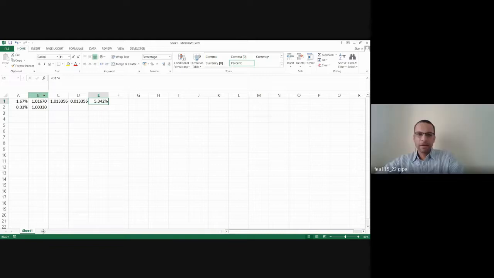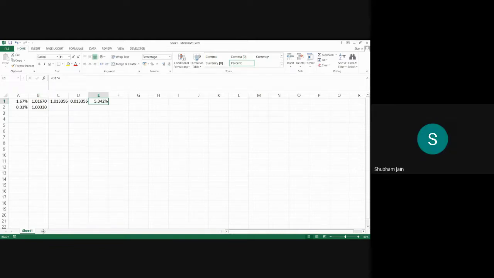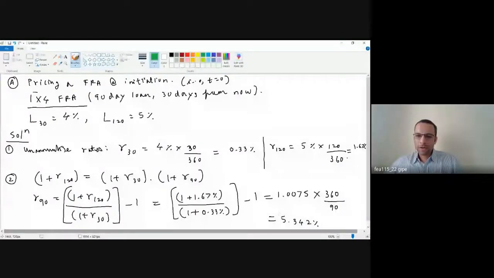Yes. So can I go back? Can I go to the whiteboard? Okay. So 5.34. This is what I call the pricing of the FRA. Now, this is the rate which I freeze today, standing at the FRA initiation date. I say that this is my estimation of what will be the rate on a 90-day loan 30 days from today. So we are going to use this number for the next two parts.